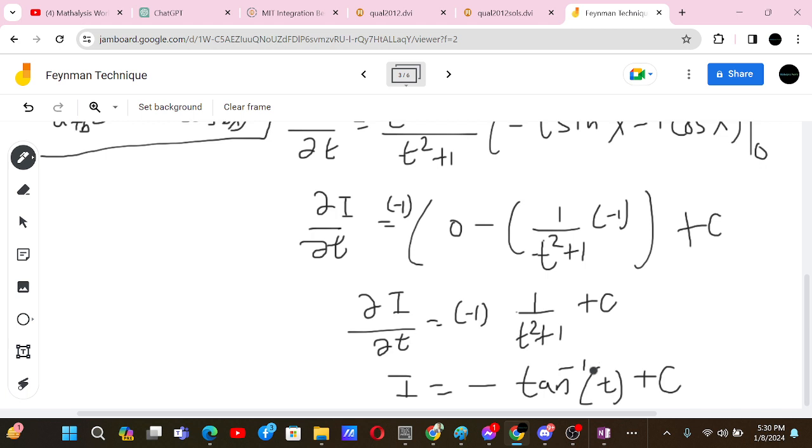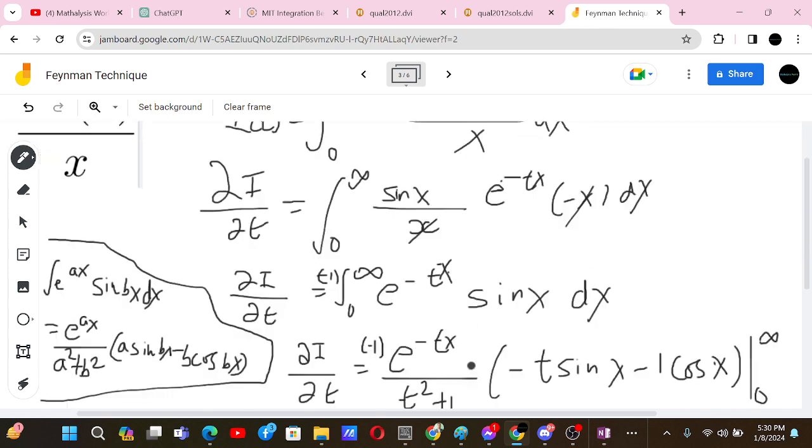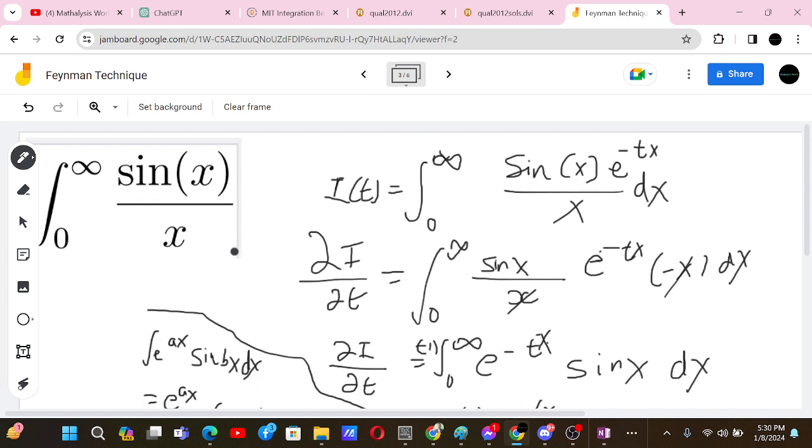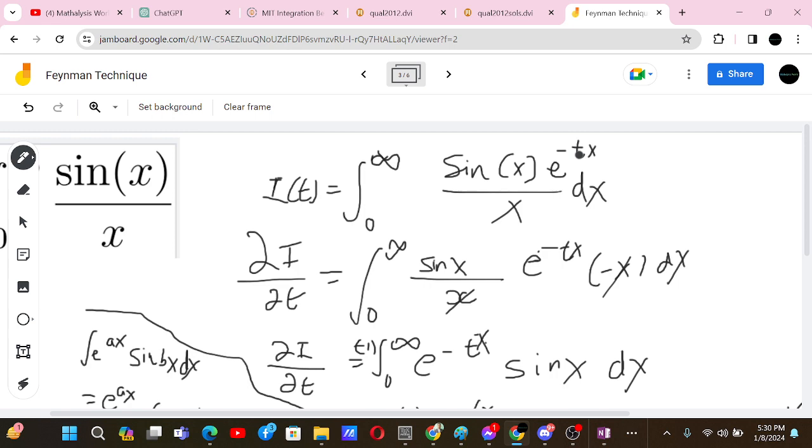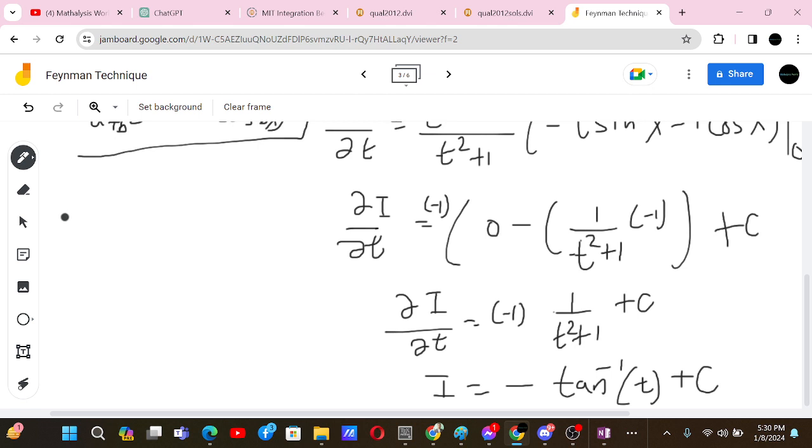So now we have got up to this point. Now the problem is to find the value of c. To find the value of c, we need to go back to the problem. Over here, if t is infinity, e to the power minus infinity will be 0, and so the whole integral will be 0. So we will use that fact. I of infinity is equal to 0. I of infinity will be minus tan inverse infinity plus c, and that's minus pi by 2 plus c equals 0, so c equals pi by 2.